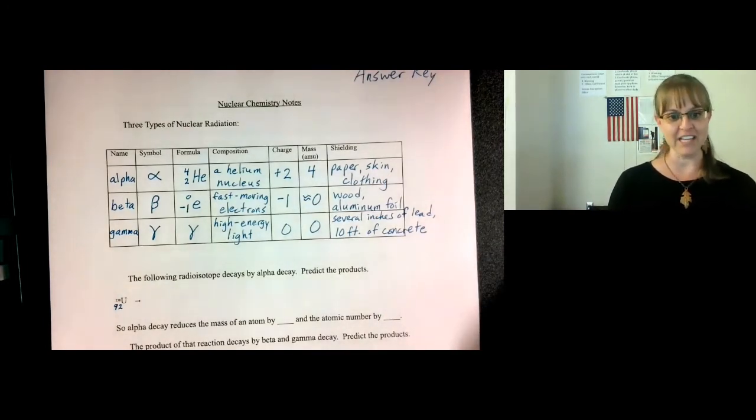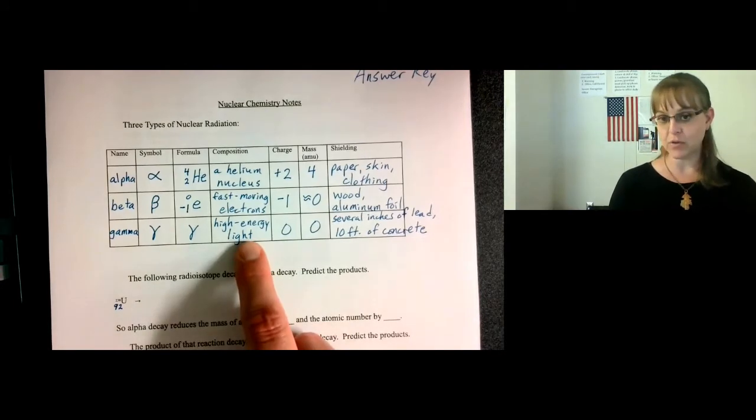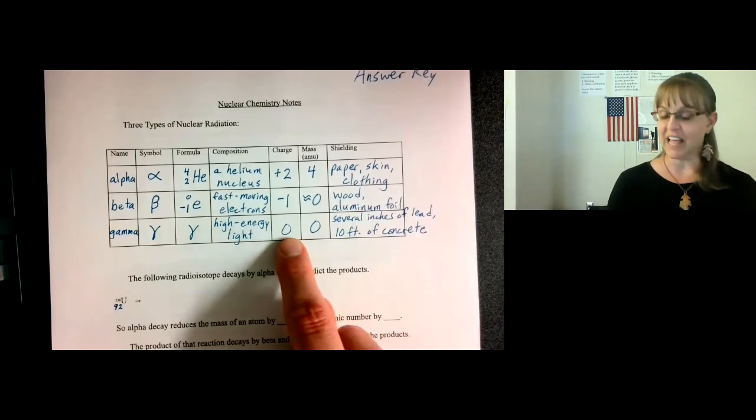And gamma rays, there's the symbol. There's no formula, it's the same as the symbol, because it's not a particle. It's a ray of light. It's a type of high energy light. And so that's what gamma rays are made of. A ray of light has no charge and weighs nothing.